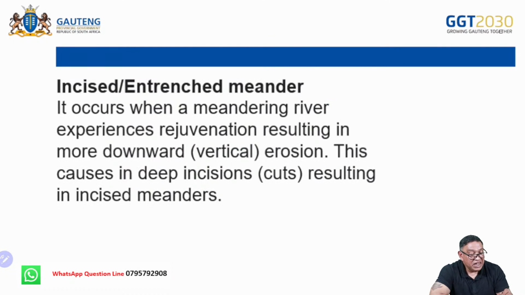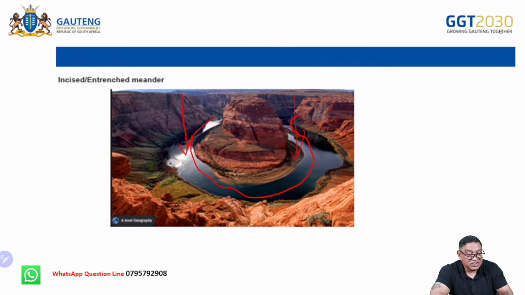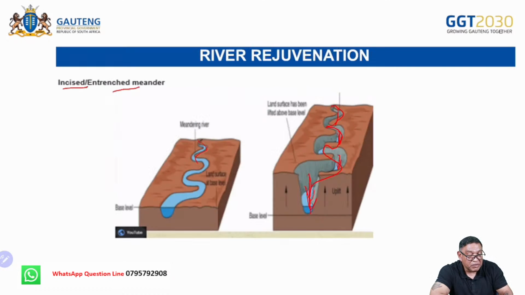So what has happened? An incised or entrenched meander occurs when a meandering river experiences rejuvenation. And again, it results in vertical and downward erosion. This causes deep incisions and cuts, resulting in incised meanders. Can you see the deep cuts? Therefore, it's an incised meander. Okay.